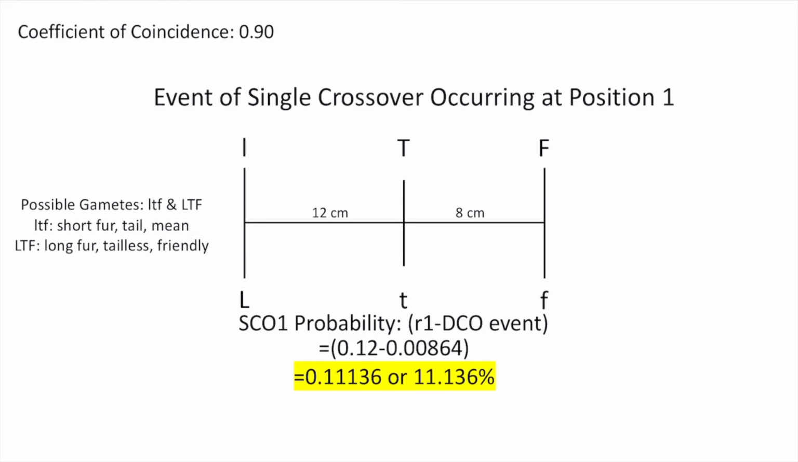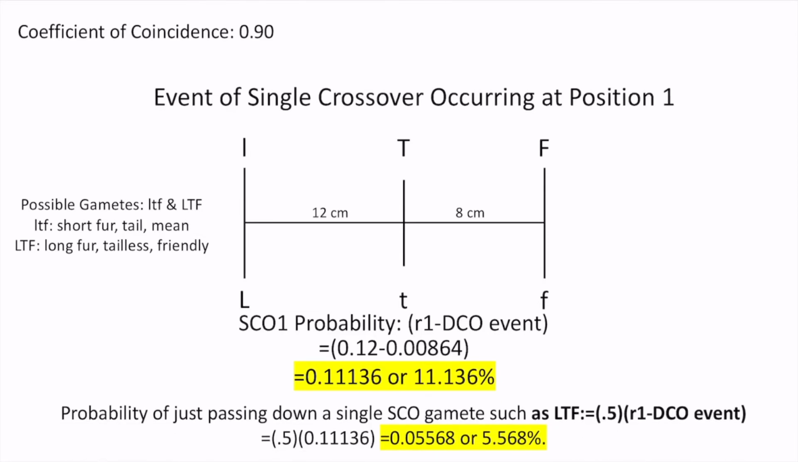Now you may be wondering what the probability of passing on the specific big L, big T, big F, long fur, no tail, friendly gamete is, which would result in the progeny having the same phenotype as Oliver. We can calculate this probability by multiplying the single crossover position 1 probability by 1/2, getting a probability of 0.05568, or 5.568% chance.